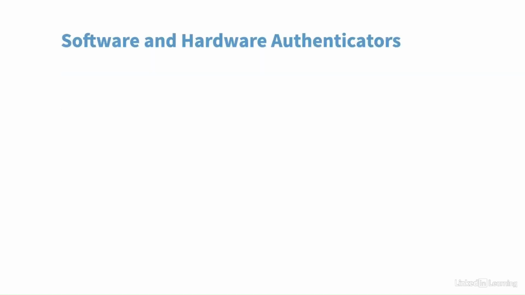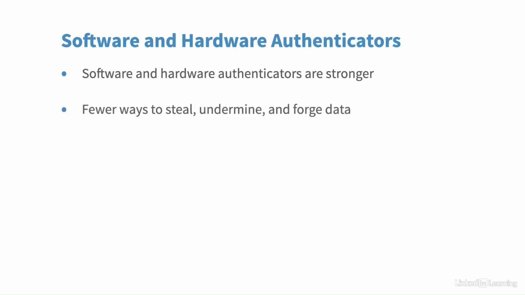For this reason, software authenticators and hardware authenticators are going to provide a stronger authentication factor. There are fewer ways to steal, undermine, or forge their data. Hardware security keys are one of the best choices. Yes, hardware security keys can still be lost or stolen, but unlike mobile phones, they're less likely to be left on a table or left behind in a taxi.